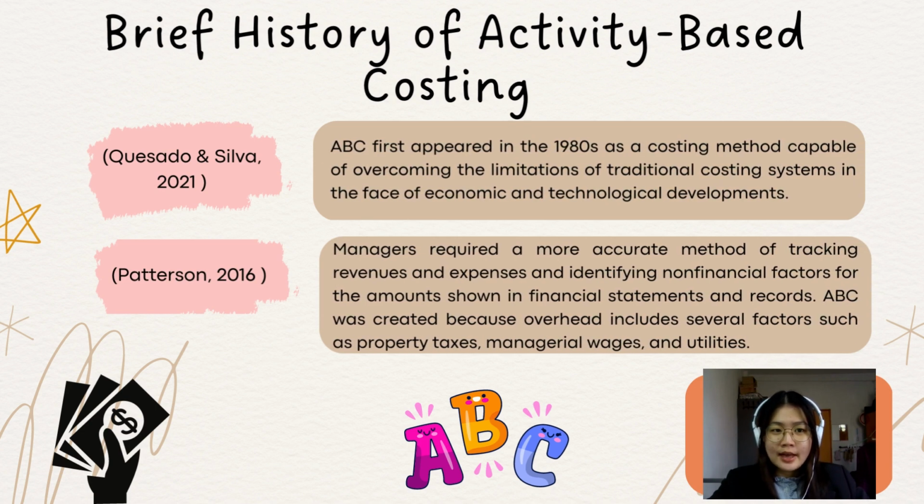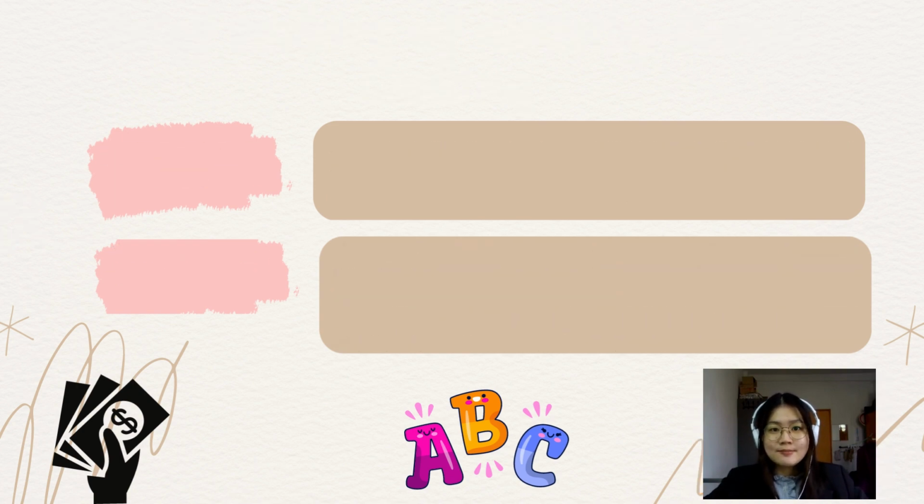Based on the articles that I have read, ABC first appeared in the 1980s as a costing method capable of overcoming the limitations of traditional costing systems in the face of economic and technological developments. Managers required a more accurate method of tracking the revenues and expenses and identifying non-financial factors for the amount reported in the financial statements and records. ABC was created because overhead includes several factors such as property taxes, managerial wages, and utilities.